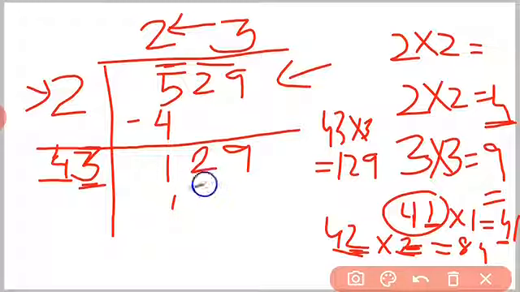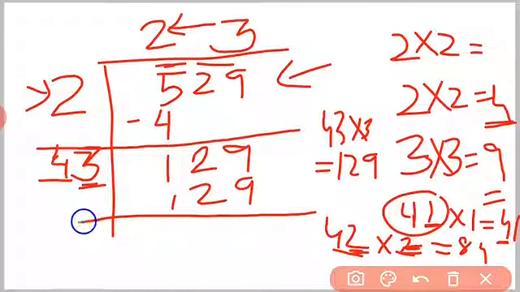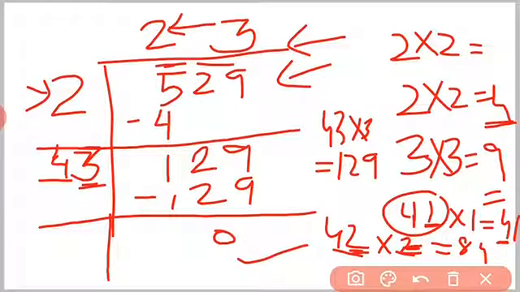Whatever we are writing over here, it should be written over here as well. So what do we get? 129. Draw a line. Now subtract 129 from 129. What do we get? 0. Do this until we get 0. So here we got 0 and the quotient is 23. That means the square root of 529 is 23.